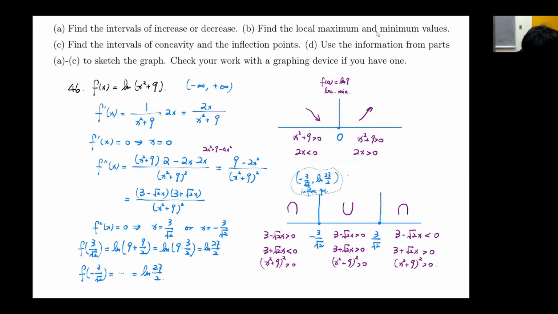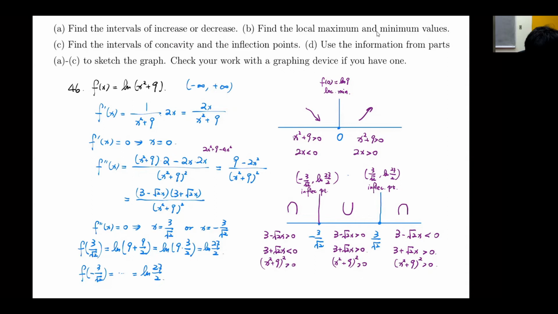Let me change the color to emphasize this point. Similarly, positive 3 over root 2 and natural log of 27 divided by 2. So this is also an inflection point. All right, so these are the analysis of concavity and increasing, decreasing. Now let's try to draw the diagram.